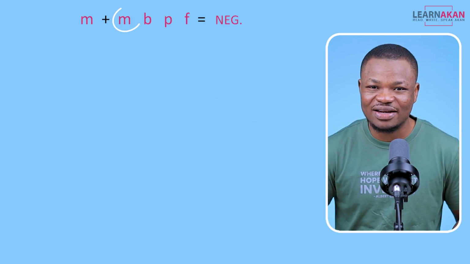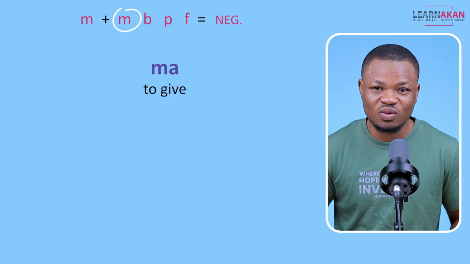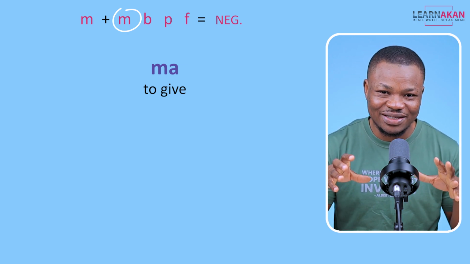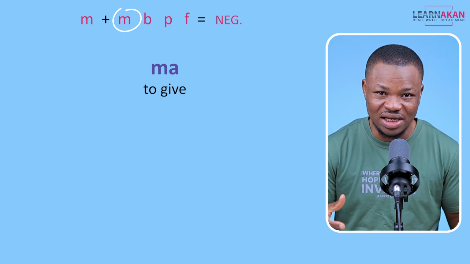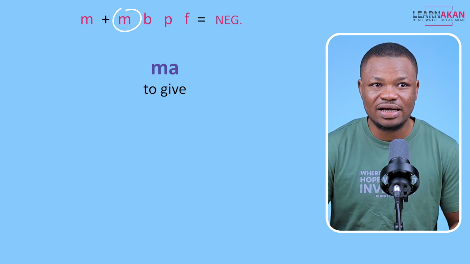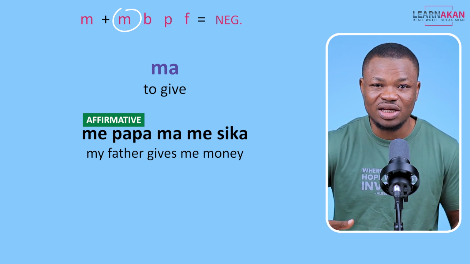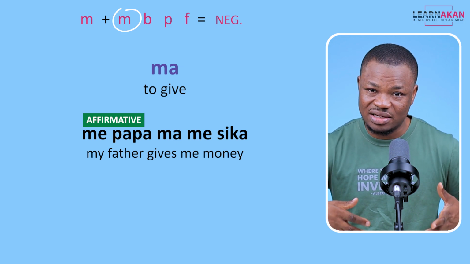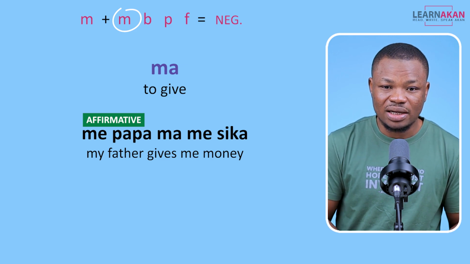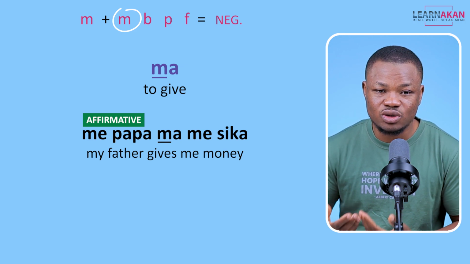For the first example, let's take the verb ma, which is to give. This is a two-letter word, which means it will have several other meanings. But for the sake of this example, let's focus on the to give meaning. So we can use this in a sentence like, me papa mami sika. My father gives me money. So as you can see, this is a positive sentence. My father does give me what? Money.